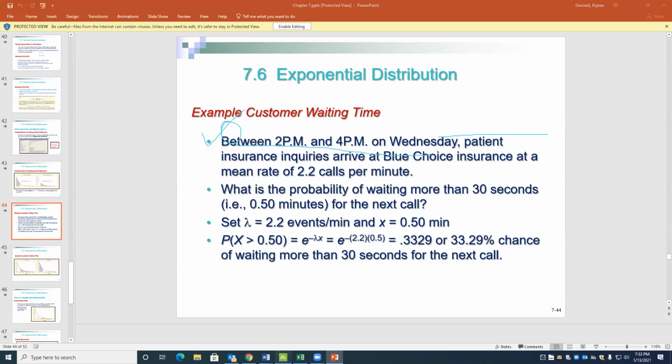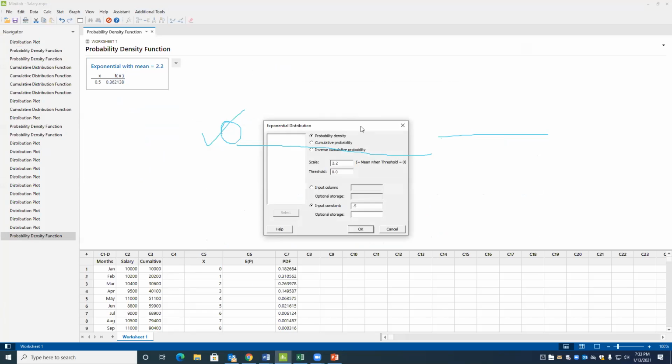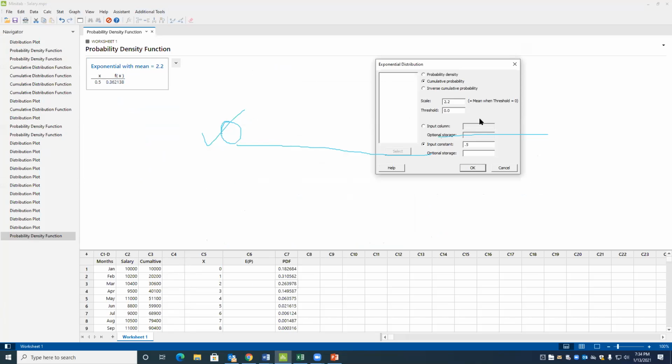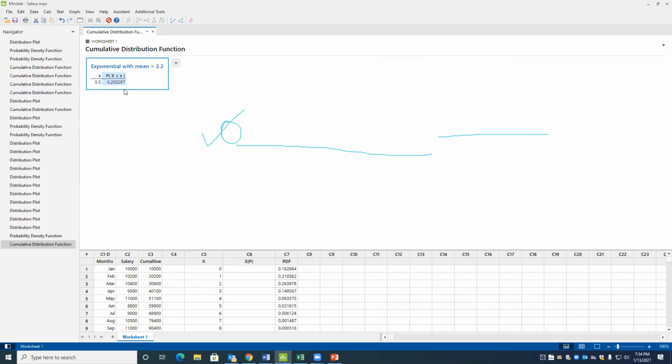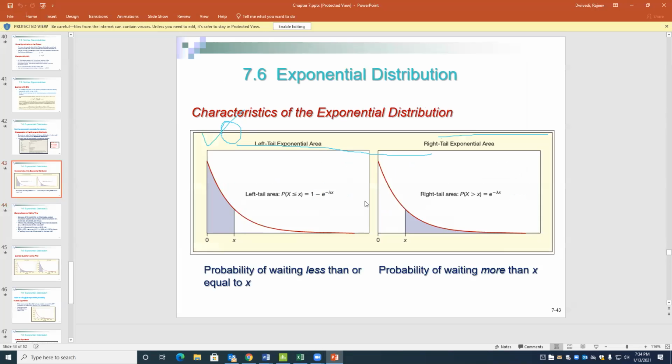More than 30 seconds. So why is this not coming? Calculate probability distribution, exponential again, and cumulative, mean, threshold this, which is correct. 0.5 minute. Hmm. 20. So this is less than or equal to 20%. Just give me a little, I will make a video about this. I'm just missing something in order to calculate this exponential distribution. If we do this, two things are there, left tail and right tail test. Probability of waiting more than time is this, probability of waiting less than time is this.